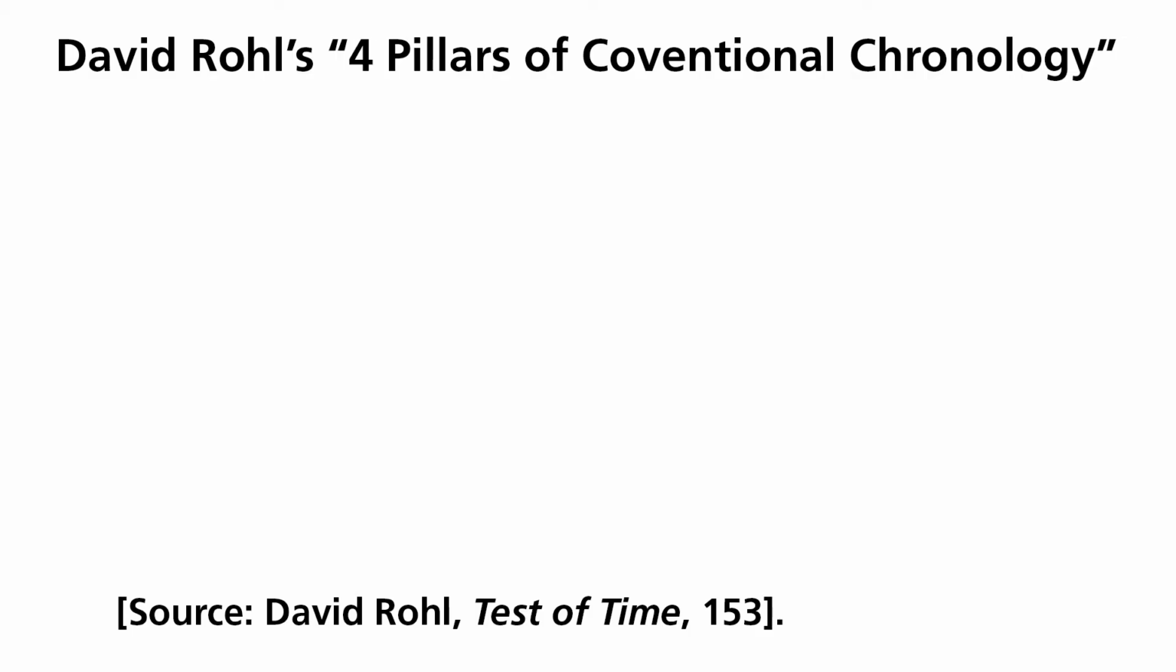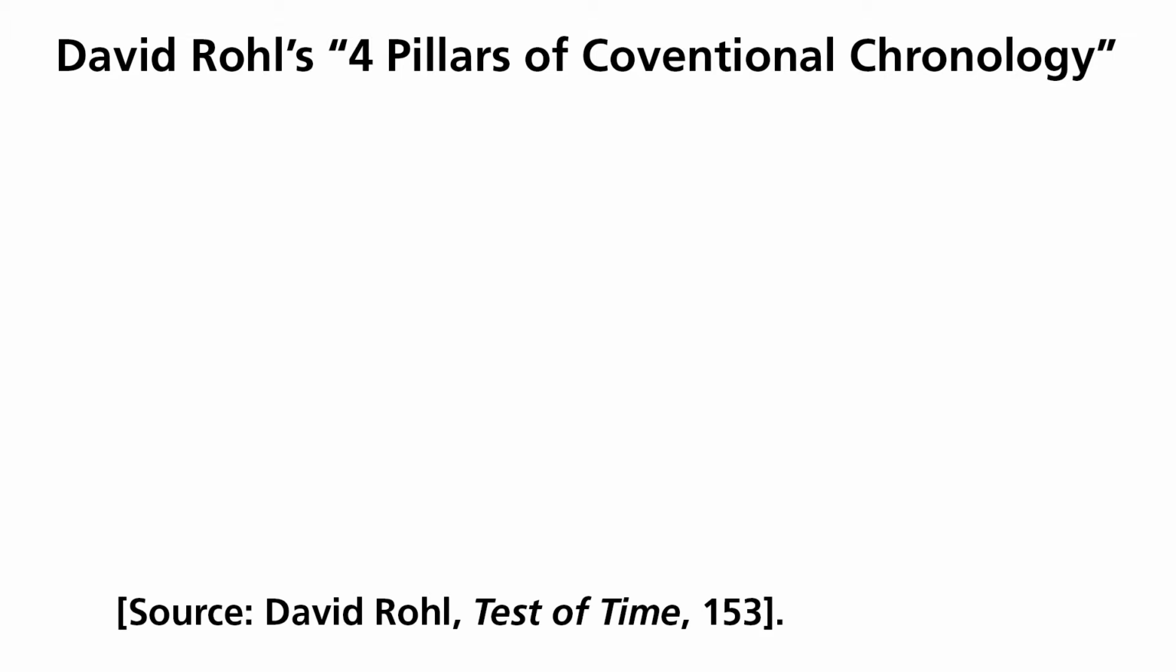Okay, let's discuss David Rohl's revised chronology. In a nutshell, Rohl offers a new chronology that he uses to suggest a different identity for the biblical Shishak and the King of the Exodus. He begins with trying to establish what he calls the 4 pillars of conventional chronology.